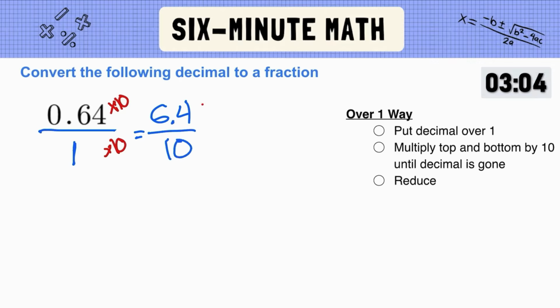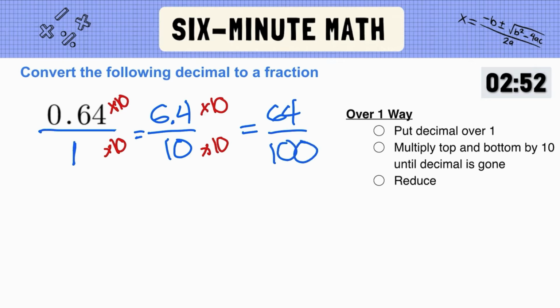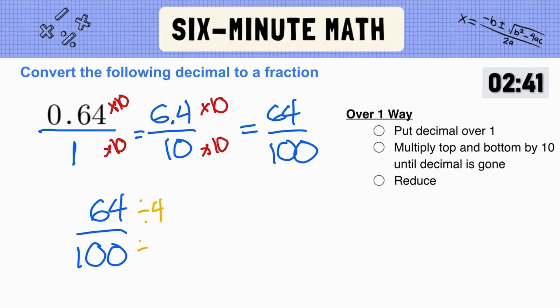My decimal is still there, so I'm going to multiply by 10 again for 64 over 100. At that point, I need to reduce, so I have 64 over 100. I'm going to divide each of those by 4, which gives me a final answer of 16 over 25.